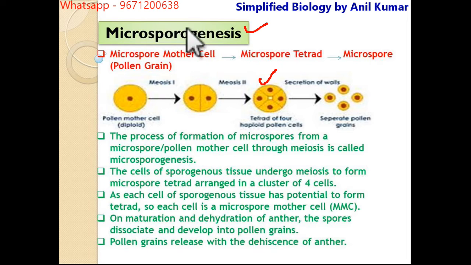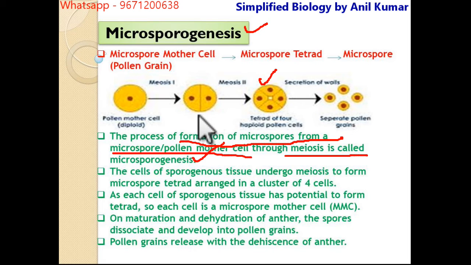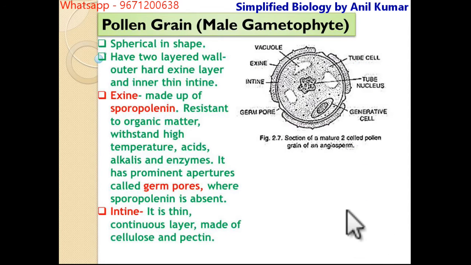Let's again define it. The process of formation of microspores from the microspore mother cell through meiotic division is called microsporogenesis. It divides first into 2, then the 2 divide into 4, and all 4 are functional in nature. On maturation, with dehydration of the anther, the spores dissociate and develop into pollen grains, and the pollen grains are released with the dehiscence of the anther. Clear?